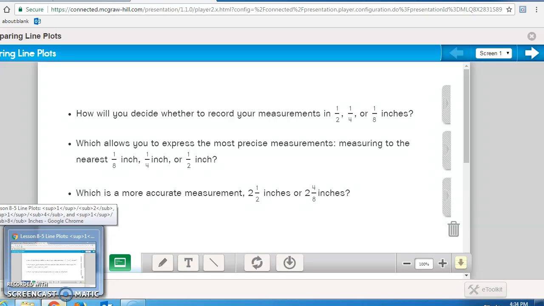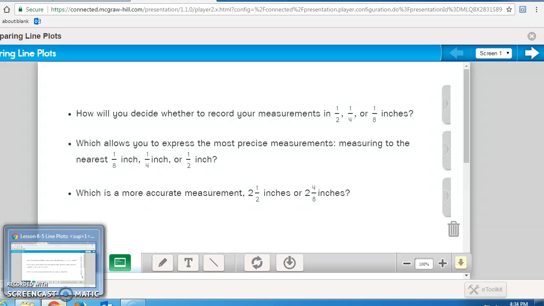Okay, so how does someone decide whether to record a measurement as a half, a fourth, or an eighth? Well, you have to see which fraction of an inch the measurement is closest to. For example, if the height is 4 5/8 inches, you have to record the fraction as eighths because you can't make an equivalent fraction using halves or fourths. If the measurement is 4 6/8 inches, you could record the measurement as 4 3/4 inches or 4 6/8 inches because 3/4 and 6/8 are equivalent fractions.